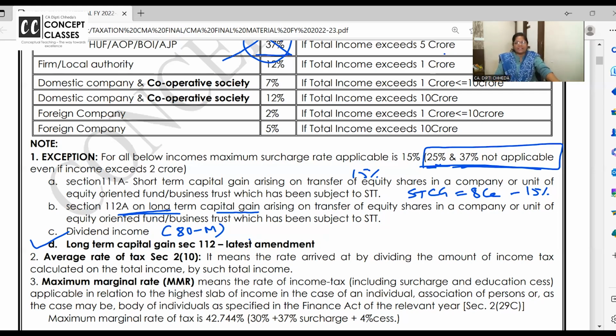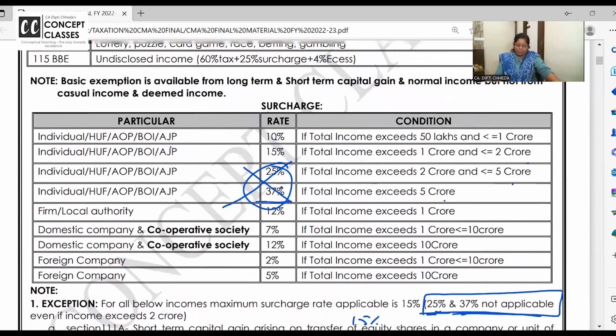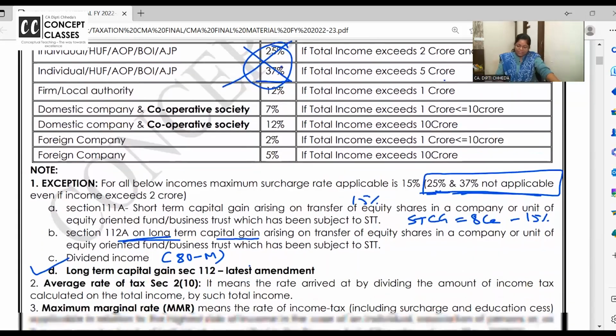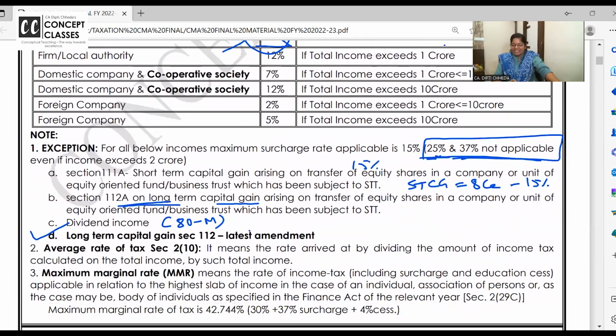Dividend income is taxable. Whatever may be the income, even if it crosses 2 crore, it is fine, the rate is 10 or 15. If it is more than that, still the highest surcharge rate is 15%.